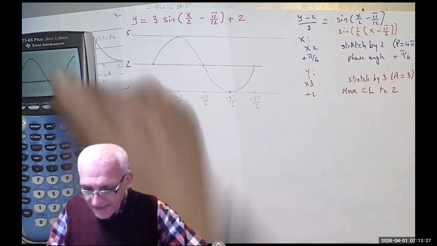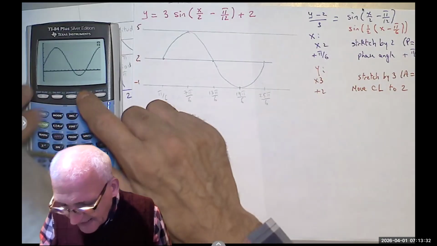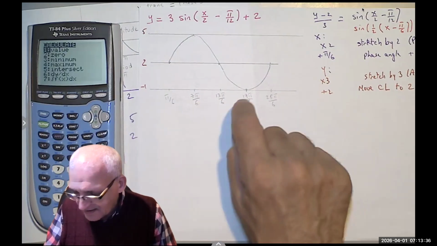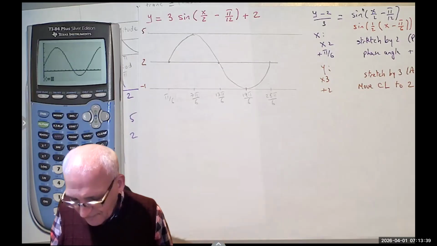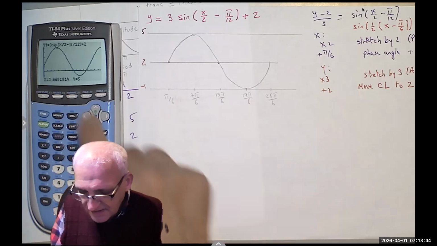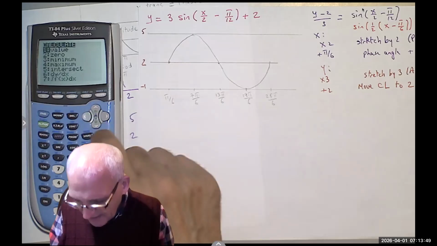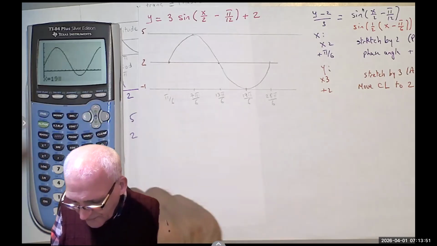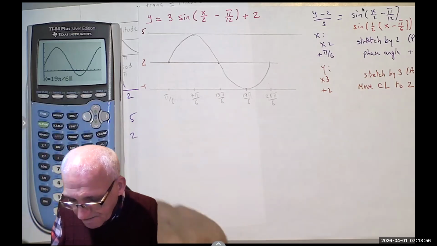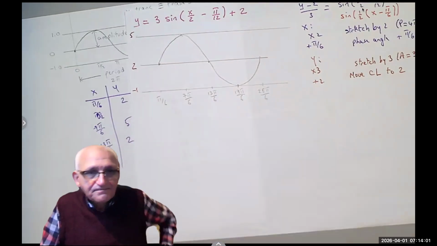So you go from 5 to -1, but you can look at the table, or better even, you go to calc and get a value, say at 7 pi over 6 and 19 pi over 6. If I go to the value, I say 7 pi over 6, and it tells you the y is 5. And if I go back and make it 19 pi over 6, I should get -1. So that's how we do it. Very simple.